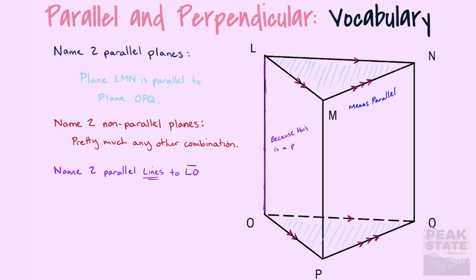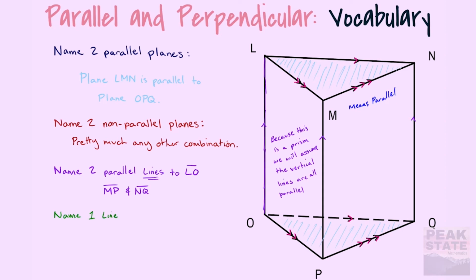And we're going to actually use the knowledge of a right prism to make an assumption about this next question. So naming two parallel lines to line LO, we're going to assume, because it's a right prism, that all those vertical lines are parallel to each other. Therefore, line LO is going to be parallel to line MP, which is parallel to line NQ.